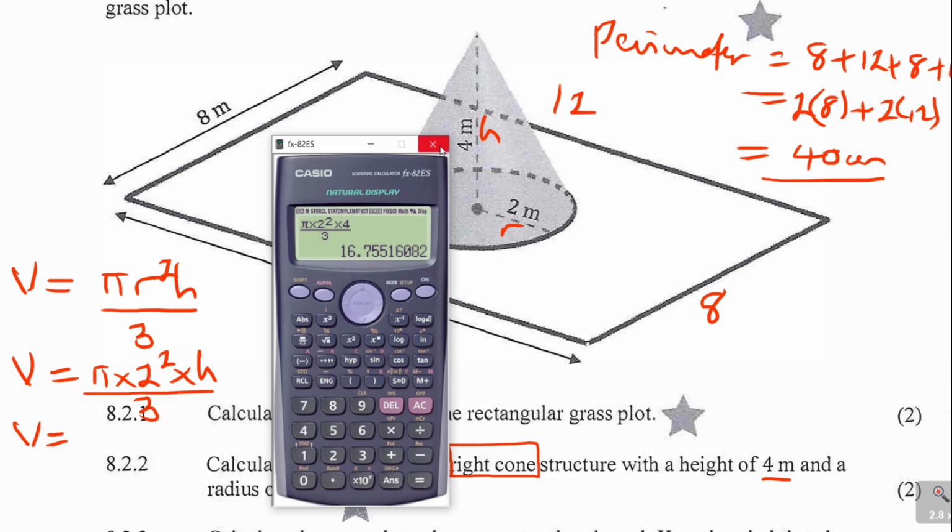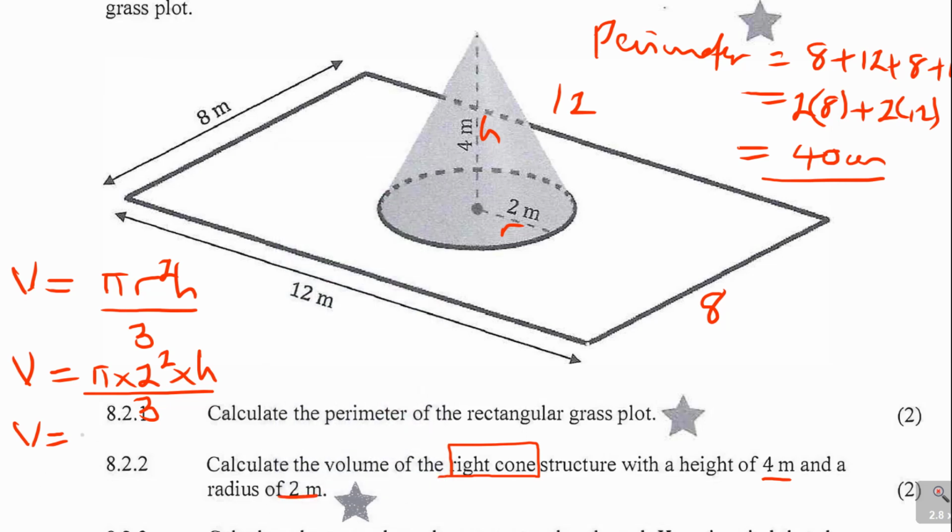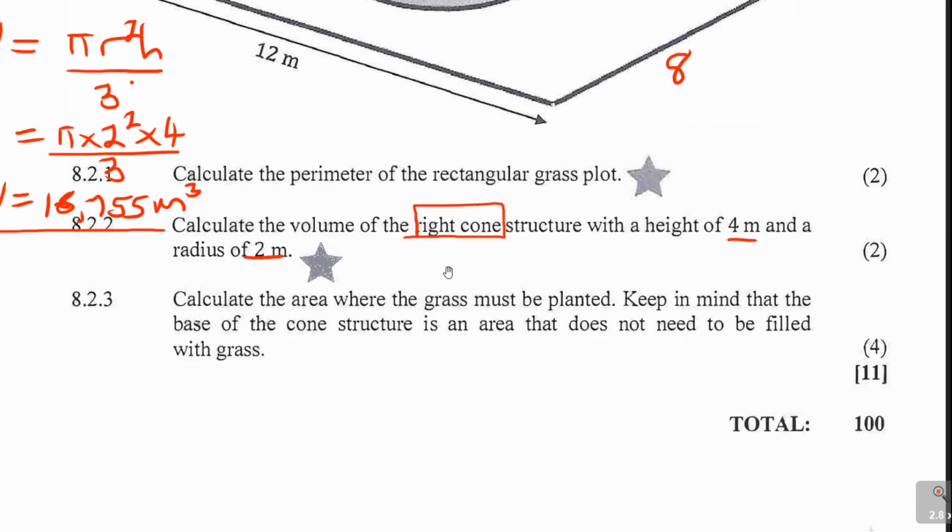16.755 to 3 decimal places. Remember, where there is h in the formula, I'm supposed to put 4. Alright, so now it's meters. For volume, you need to write units, it's cubic meters. I have seen them being lenient and saying don't penalize if you write wrong units, but it's important that you know how to do units.